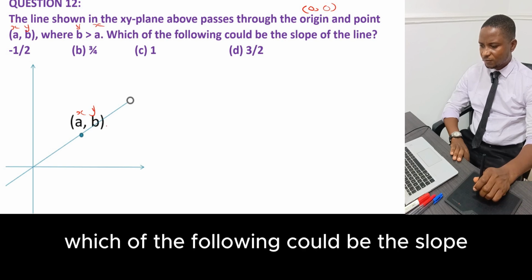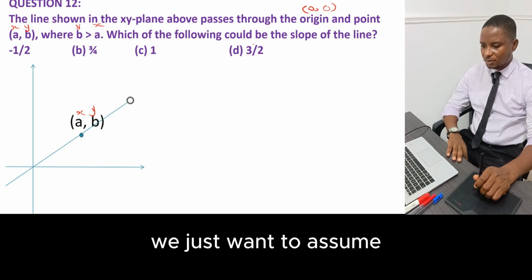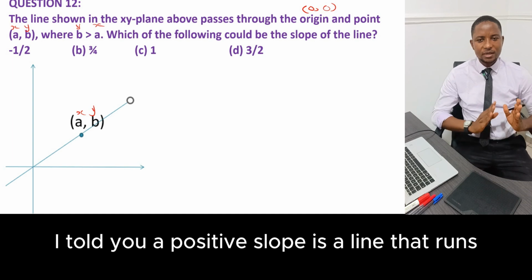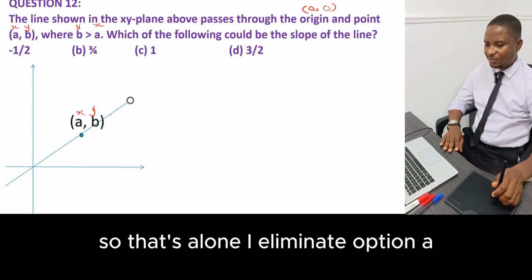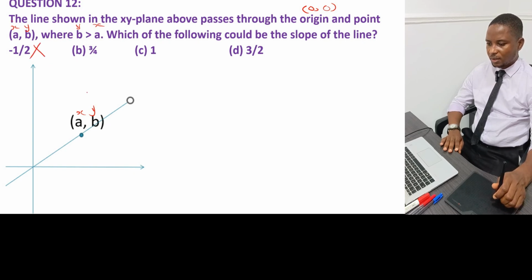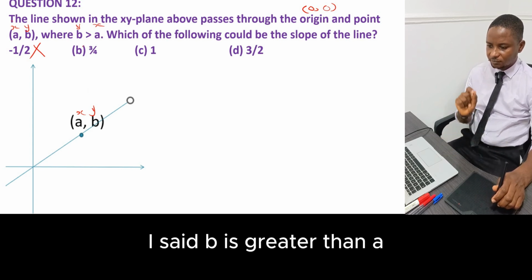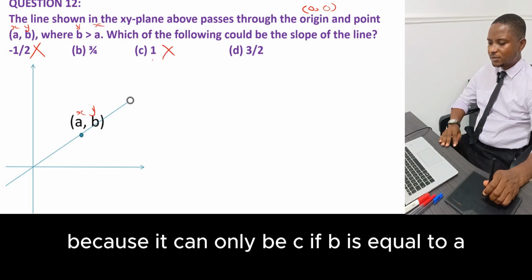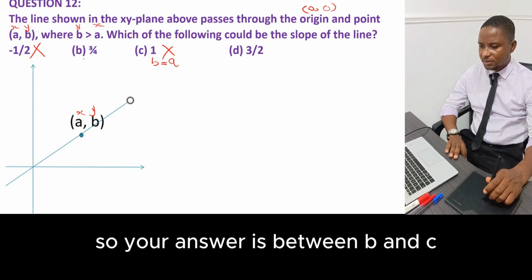Now the question says which of the following could be the slope of the line. So we don't know, we just want to assume. But based on the teaching, I told you positive slope is a line that runs from the left to the right upward. And that is exactly what we have here. So that alone, I eliminate option A. And then again, because of the inequality they gave us, b is greater than a, I will eliminate C, because it can only be C if b is equal to a. But that's not what they gave us. So your answer is between B and C.